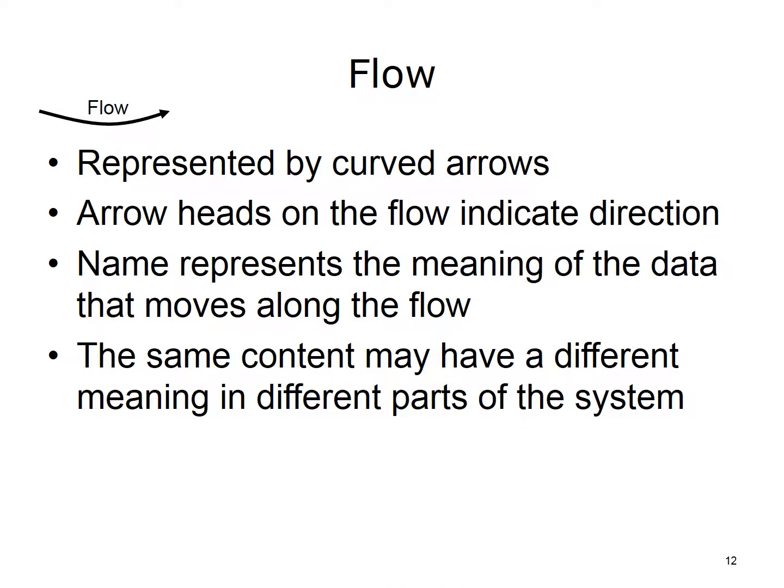The process flow is represented by curved arrows. Arrowheads on the flow indicate the direction of the movement of data, i.e., whether the data are moving into or out of a process, or both. The name of the process represents the meaning of the data that moves along the flow. Importantly, the same content may have a different meaning in different parts of the system. For example, the address as given by a patient versus the address that has been matched and validated.